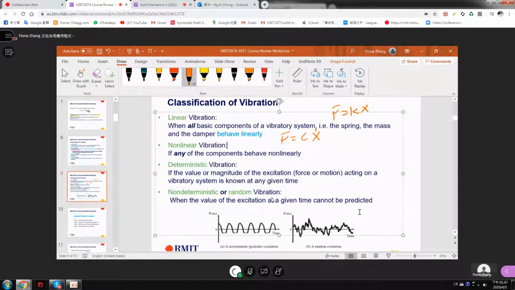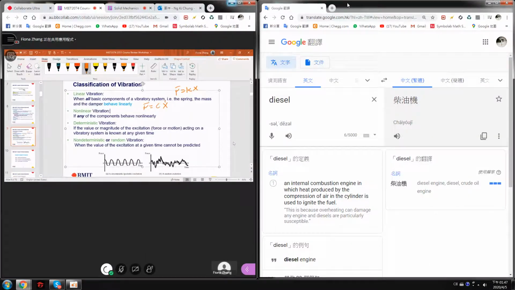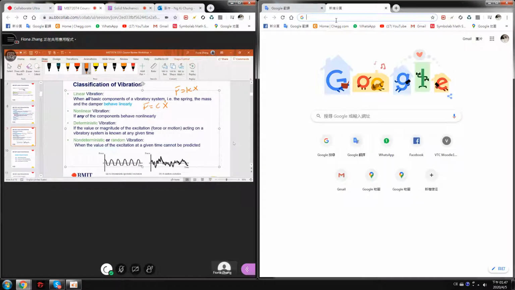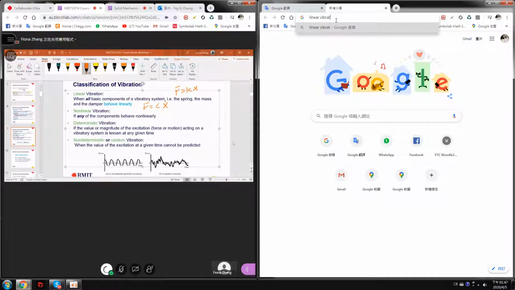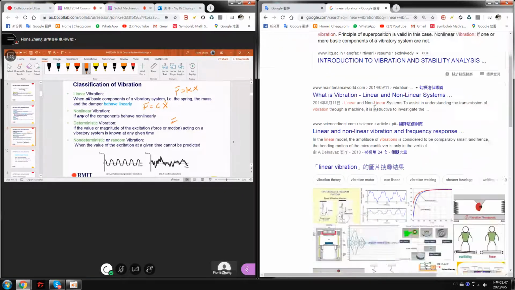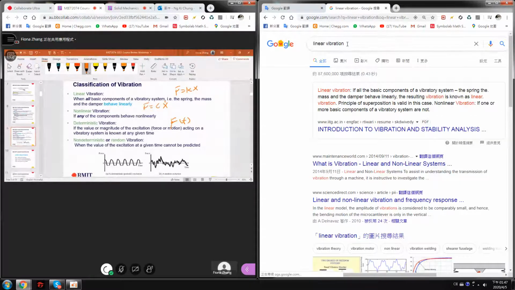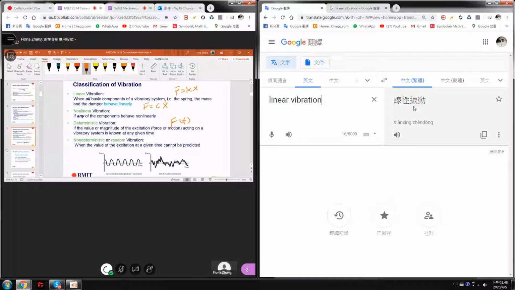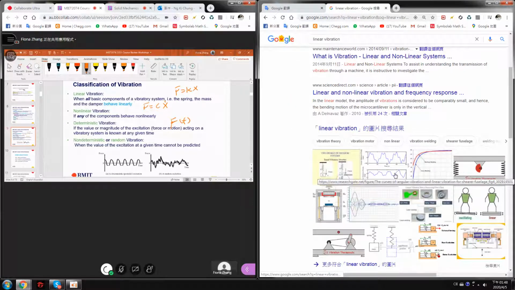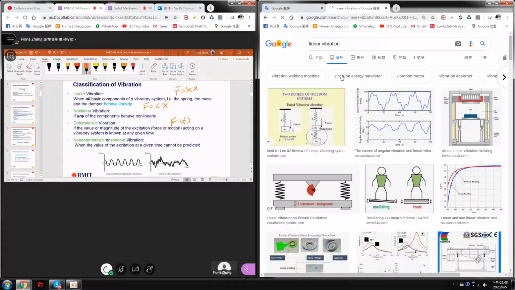For deterministic vibration, if you already know the force, for example you know the force function with respect to t, so you already have the function, this is deterministic vibration. The excitation, the force or motion, is known at any given time. This is the case for many machines, so you have known vibration.